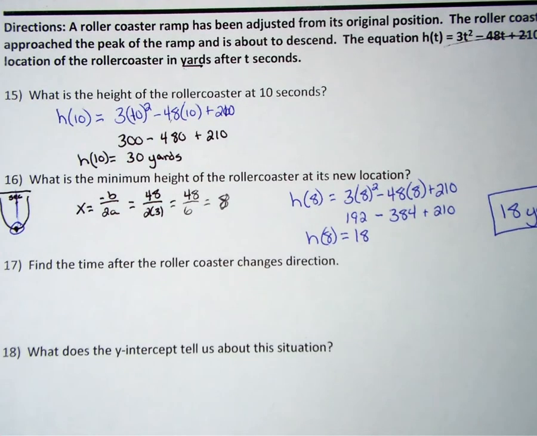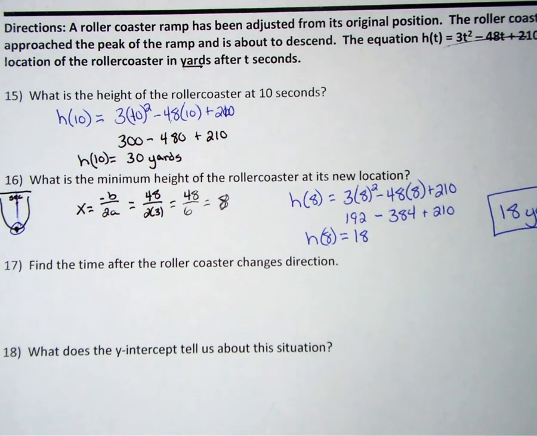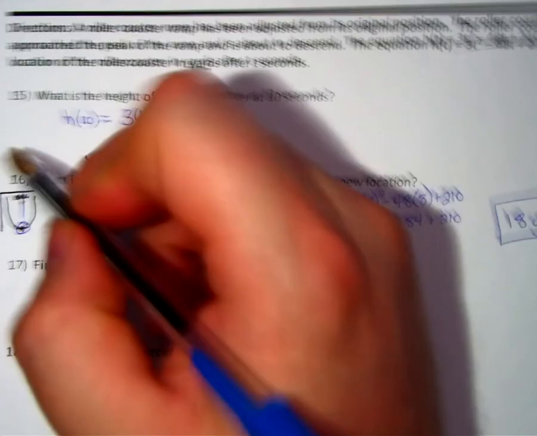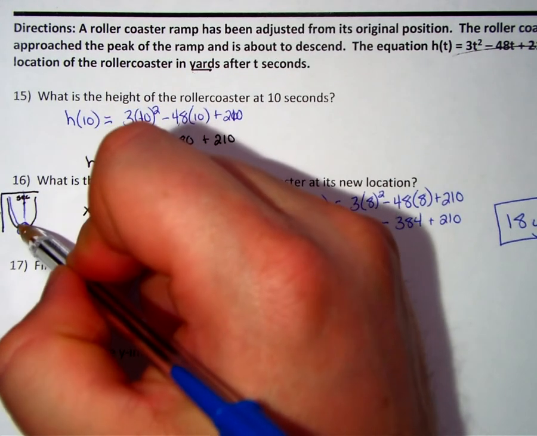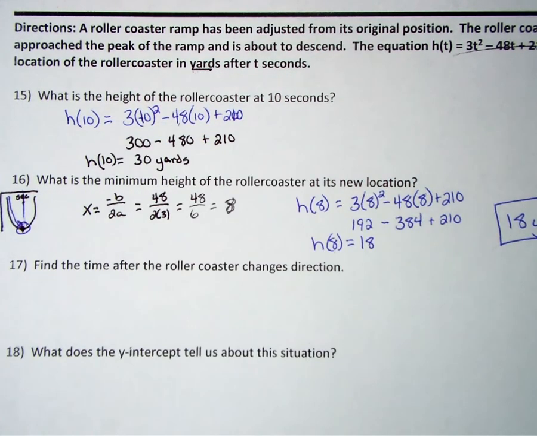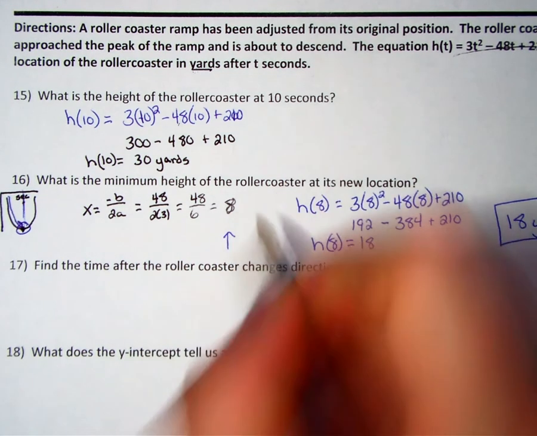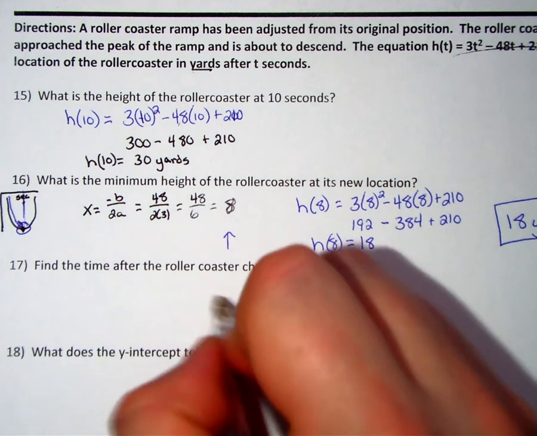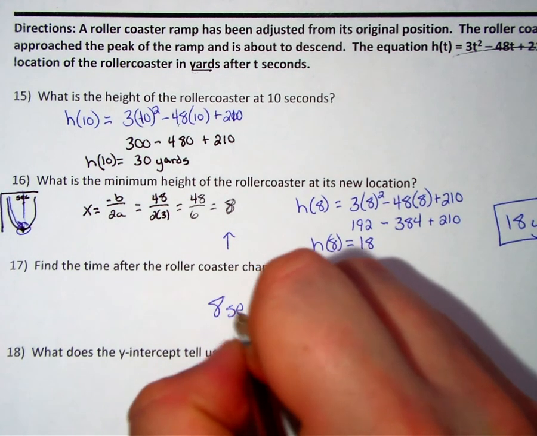Find the time after the roller coaster changes directions. Well, when does it change directions? From the beginning all the way down to the lowest point, it's descending. Well, when does it start ascending? We already found that time, didn't we? That was the x value of our vertex, which we found in the previous problem. So that's going to be 8 seconds.